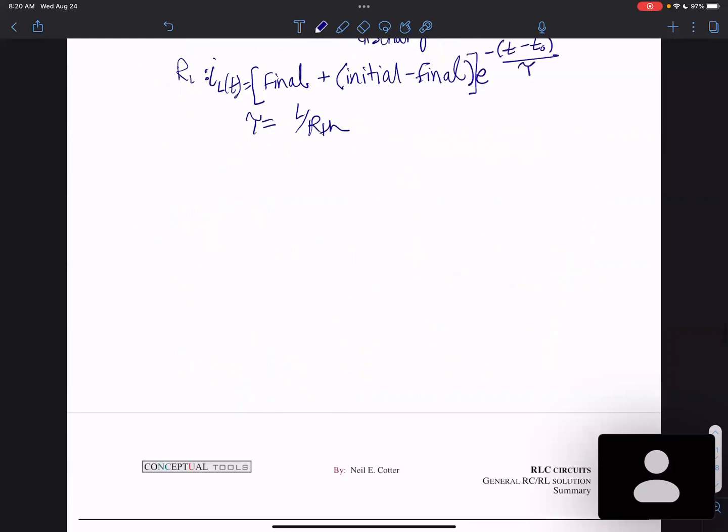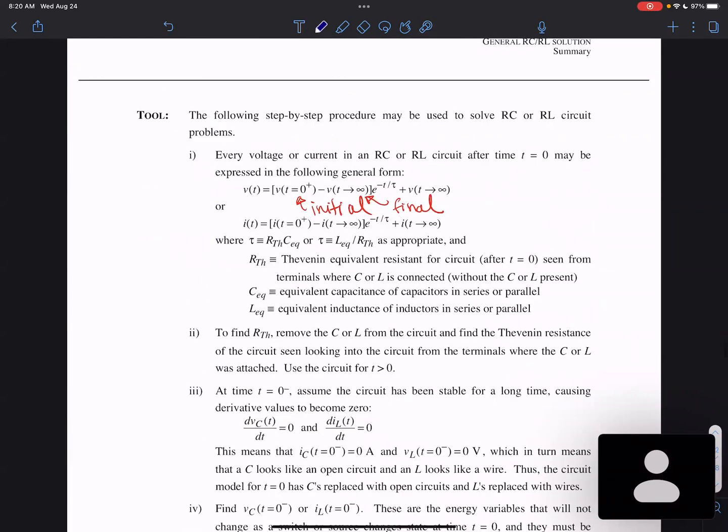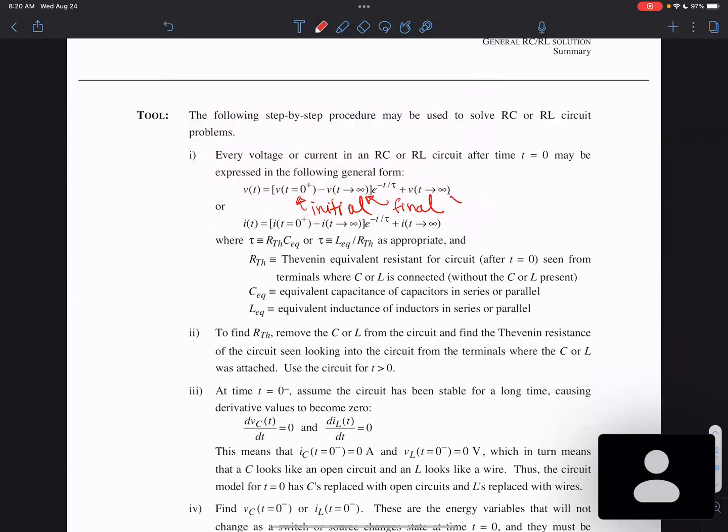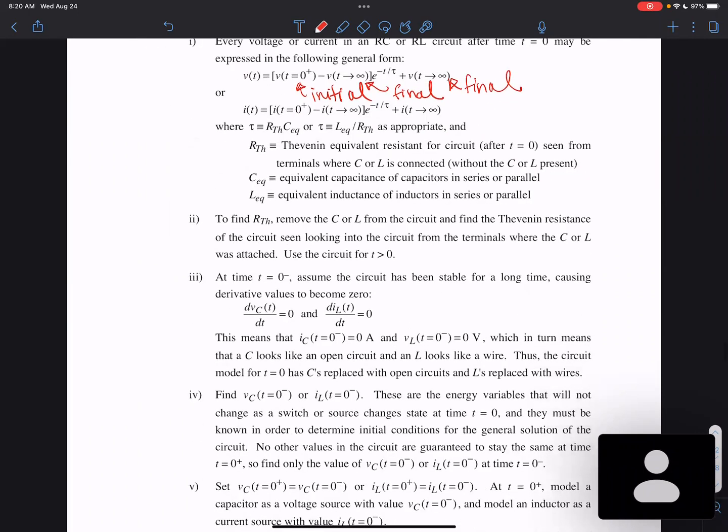This is written out in a little bit different way than I just said, but it's initial minus final. And then this is the final value. Okay, so first step is to find RTH.